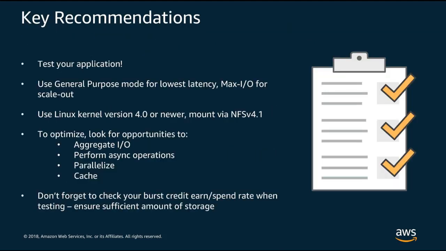So in summary, test your application, use a general purpose mode for lowest latency, or max I/O for scale out. Use Linux kernel version 4.0 or newer, and mount via NFS v4.1 for best performance. To optimize, look for opportunities to aggregate I/O, perform async operations, and parallelize as much as possible. And lastly, please keep track of your burst credits when you're doing your testing, so you can ensure that you have sufficient amount of storage for that baseline throughput.